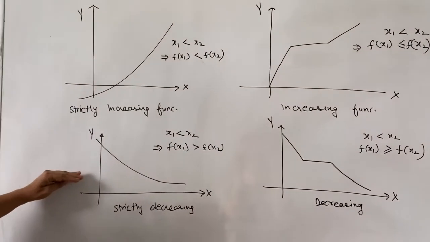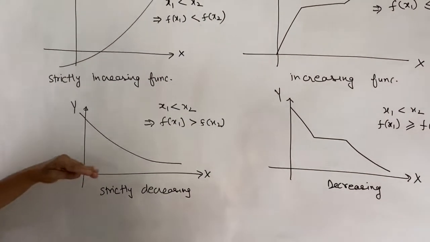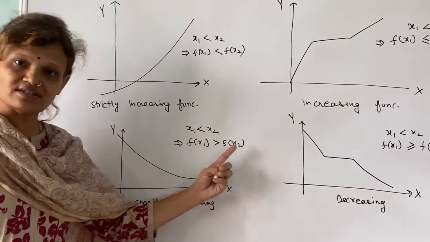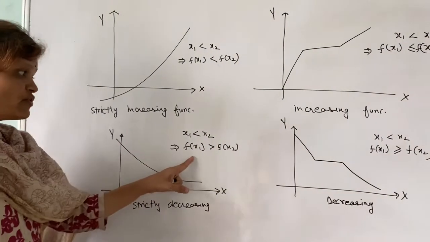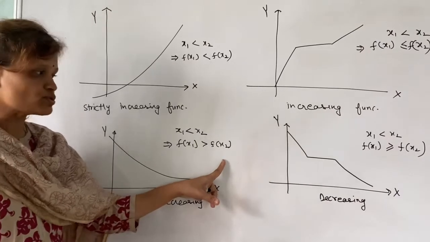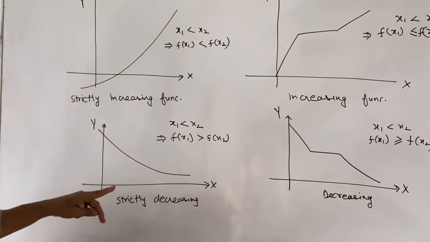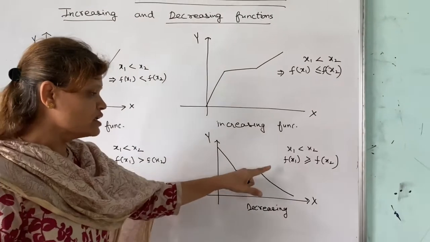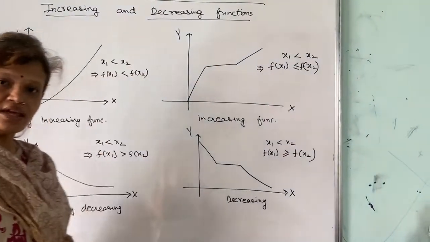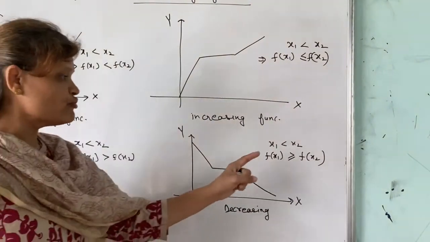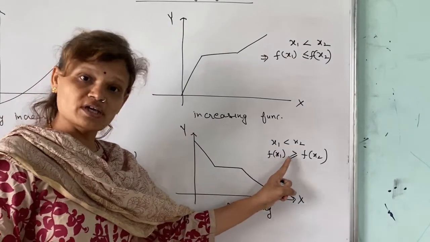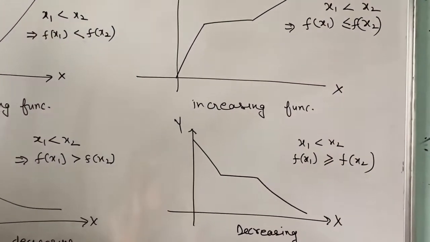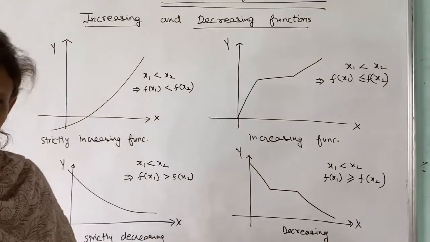Now strictly decreasing is just the opposite of that. Again we are considering left to right, x1 to x2, that is x1 is less than x2. Then f of x1 is greater than f of x2, that is strictly decreasing. Then if you say decreasing, that is when x1 is less than x2, if f of x1 is greater than or equal to f of x2, then it is just decreasing. So this is the meaning of increasing and decreasing function.